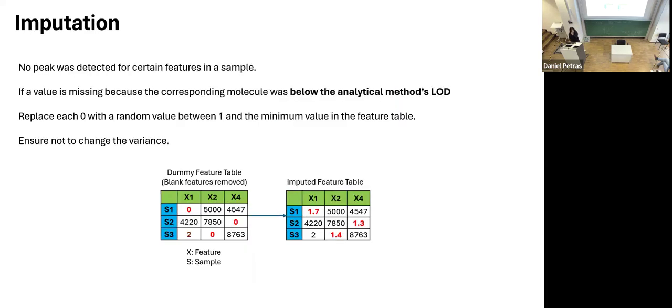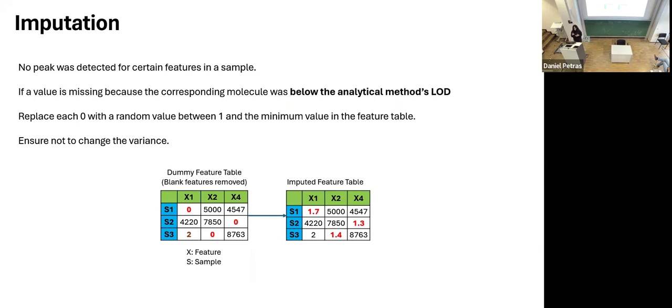And the second step is imputation. This is something we do also for PCA, because PCA, correct me if I'm wrong, doesn't allow zeros when we are working with Euclidean distance. So we also do imputation.